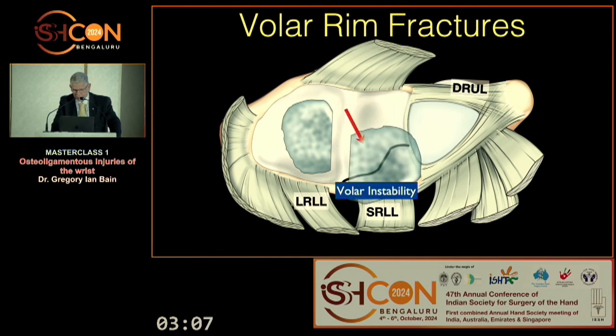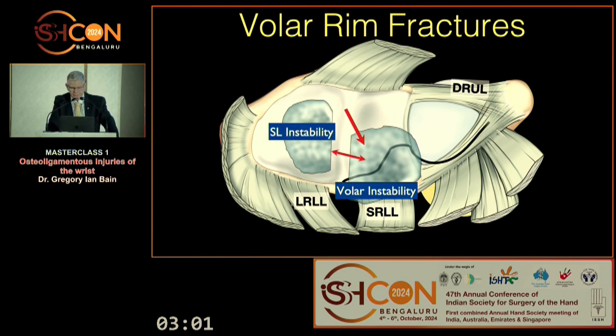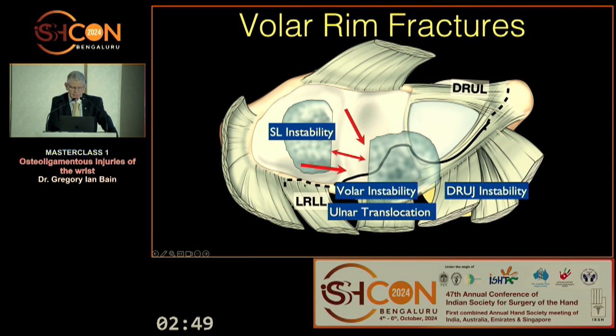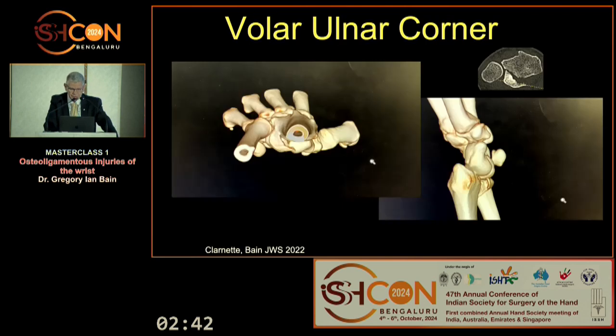We've got a volar rim fracture seen here, with volar instability and lunate subluxation, scapholunate instability, and there can be tears of the associated distal radial-ulnar joint capsule and the associated ligaments. And the other thing that can happen is if this ligament complex extends over to the radial side, you can get ulnar translocation. So this may seem an extreme example, but it's actually not that uncommon.